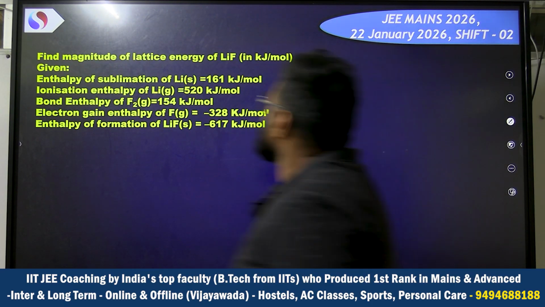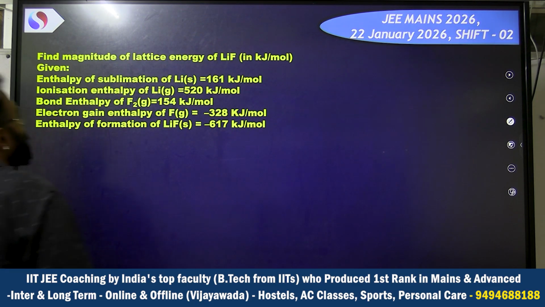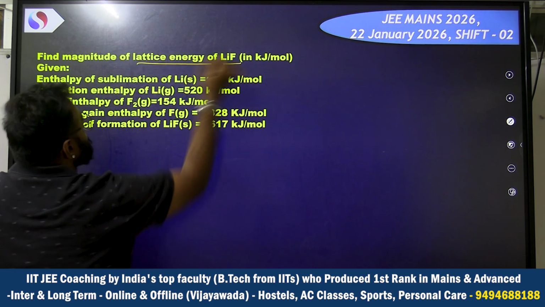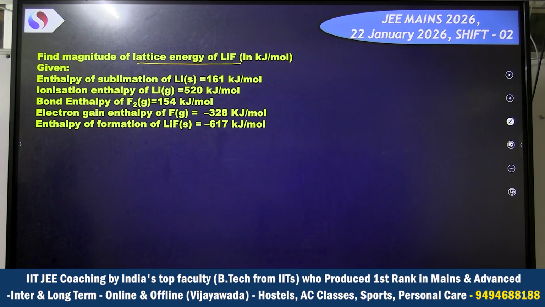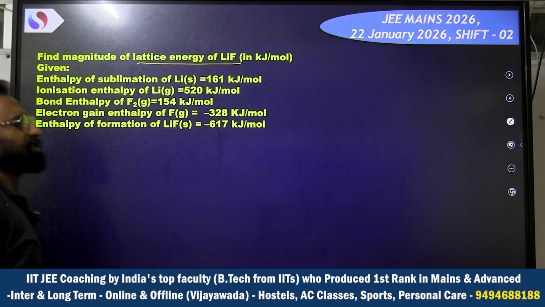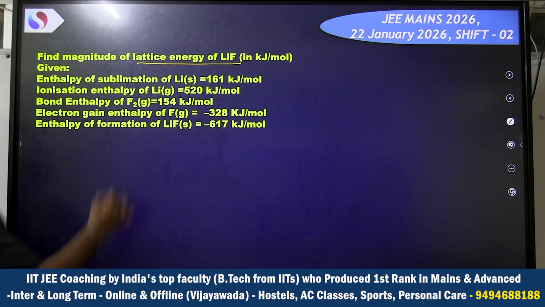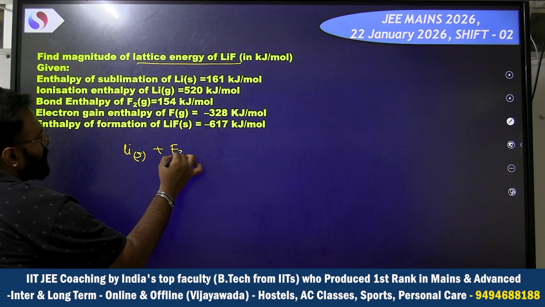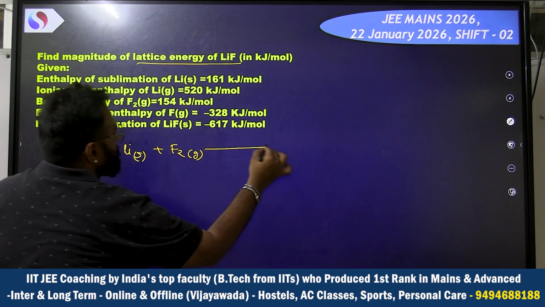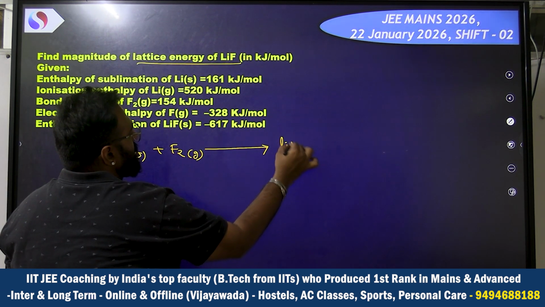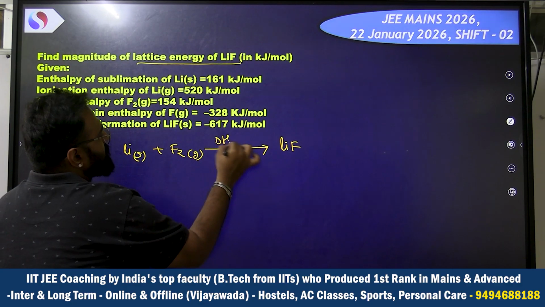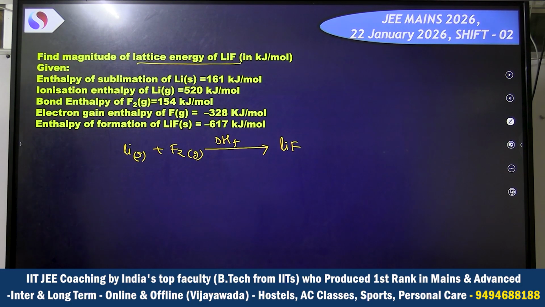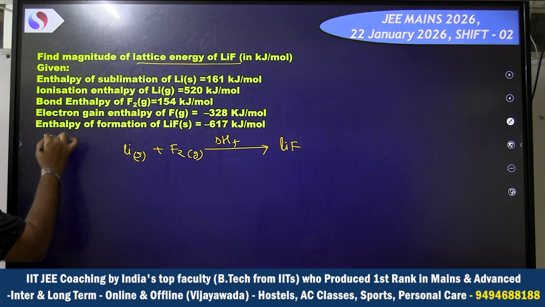Find the magnitude of lattice energy of LiF. You need to find lattice energy. Enthalpy of sublimation is given, ionization enthalpy is given, bond enthalpy is given, electron gain enthalpy is given, enthalpy of formation is given. So let's apply Hess law. Li solid plus F2 gas gives LiF. This is enthalpy of formation. Correct? Now using Hess law.